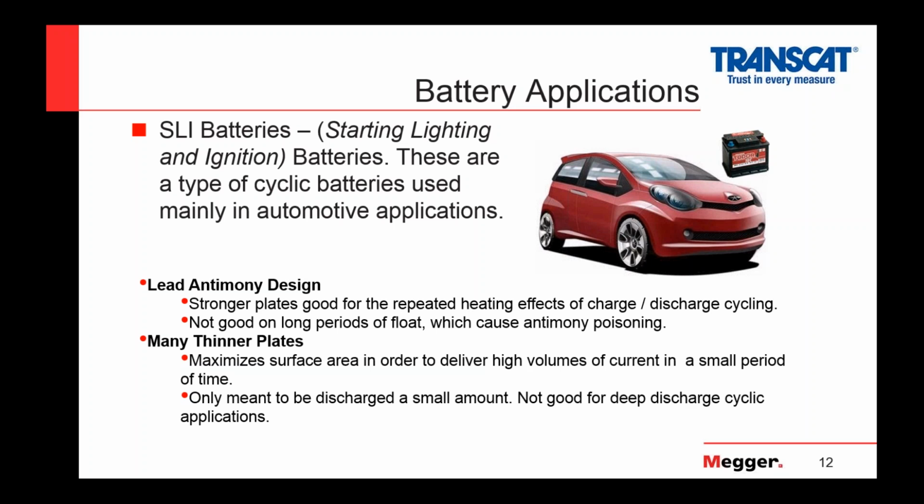Now you also have what's called SLI batteries, starting, lighting, ignition batteries. These are probably the ones we're most familiar with. They're used in cars to start the car. And these can be a lead antimony design or a lead calcium. The difference in these batteries, though, is these batteries have a tremendous amount of very thin plates in them, and they maximize the surface area. Why are we maximizing the surface area in these batteries? Well, by creating all that volume for the surface area, we can deliver a very high charge very quickly, a lot of current very quickly, which is required for a starting battery.